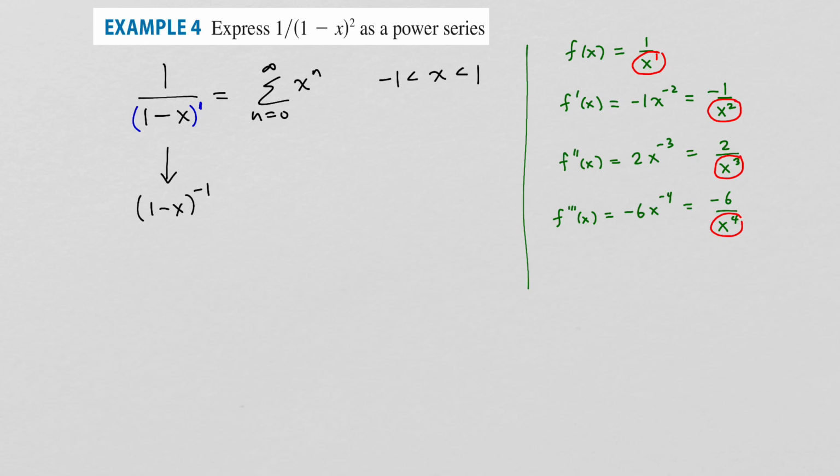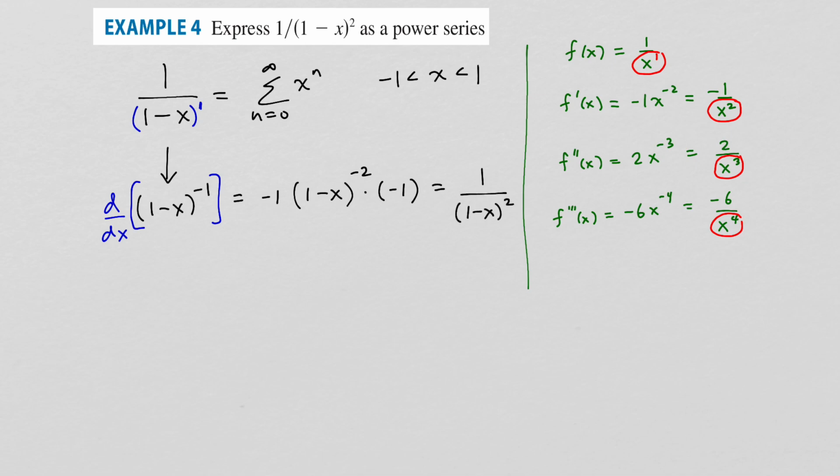So what would you get if you took the derivative of that function? Well, you know what you would get. You would get negative 1, 1 minus x to the negative 2, and then the chain rule says you also have to multiply by the derivative of the inside, which is negative 1. And this is equal to 1 divided by 1 minus x to the second power, right? Because the negative cancels with the negative here. We drop this down to the denominator, make the exponent positive, and there it is.